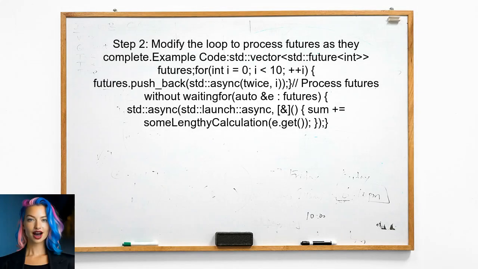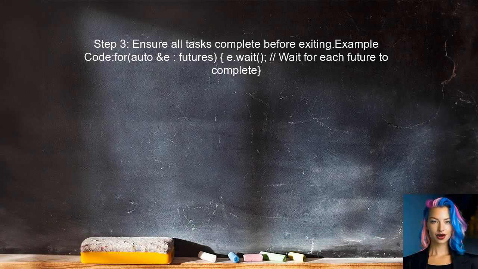Next, the user can modify the loop that processes the futures. Instead of calling get immediately, they can store the futures in a separate vector and process them as they complete. Finally, the user should ensure that the main function waits for all asynchronous tasks to complete before exiting. This can be done by using a synchronization mechanism like a barrier, or simply waiting for all futures to finish.